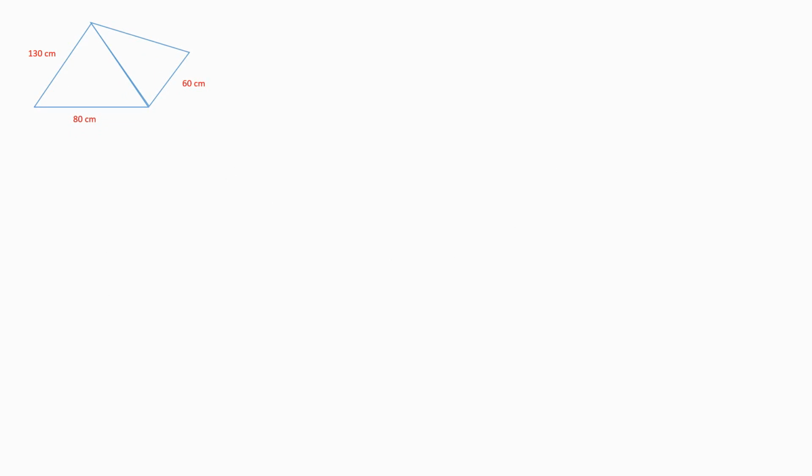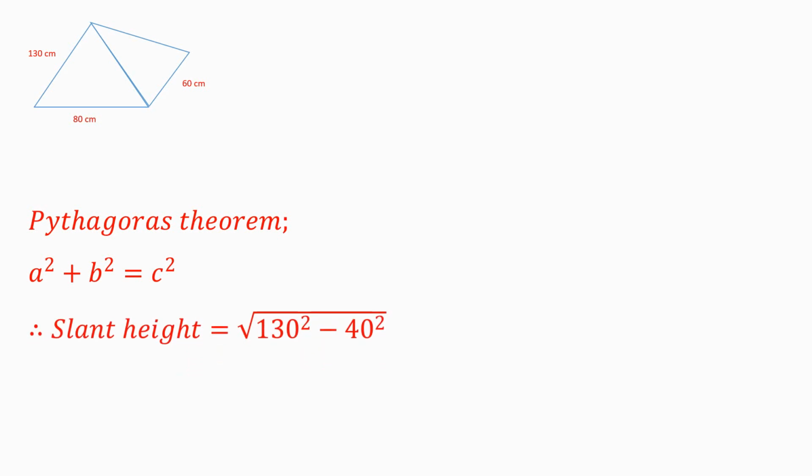So the first step, we are going to find the slant height using the Pythagoras theorem. And we know that a squared plus b squared is equal to c squared. In our case, our a will be half the length, which is 40, and our c will be 130, the slant edge. So we are looking for the b. To have b as the subject of the formula, it will be the root of c squared minus a squared.